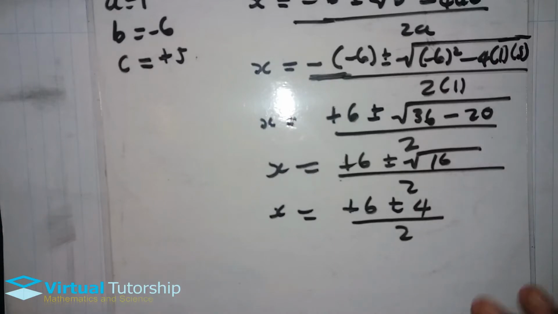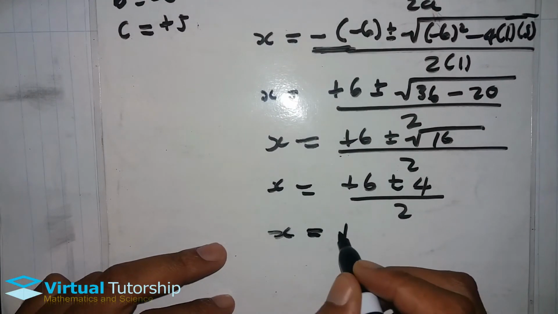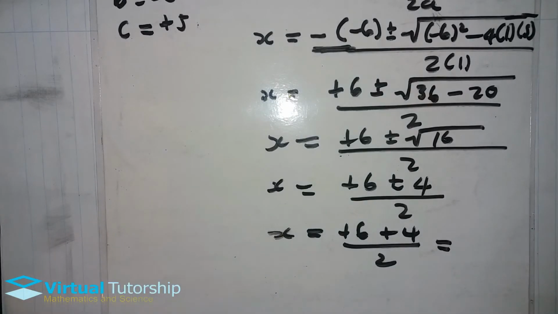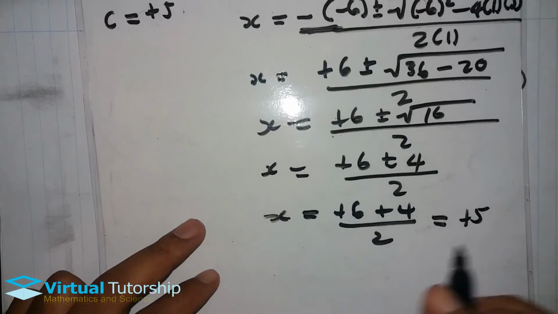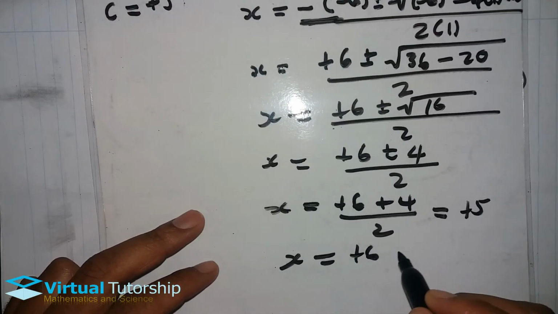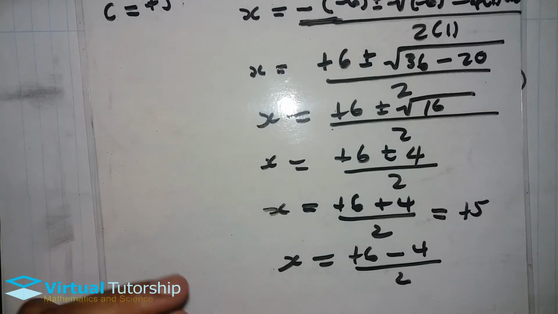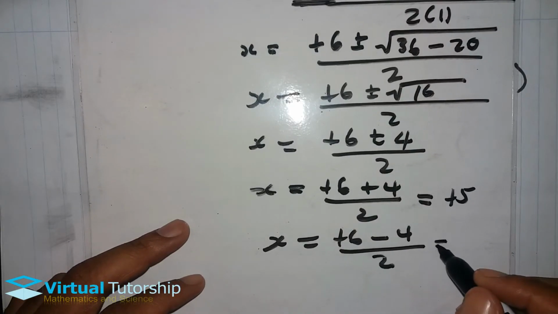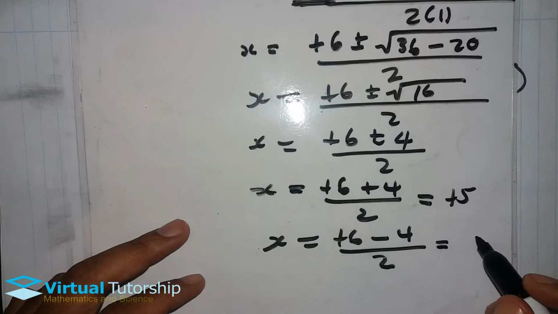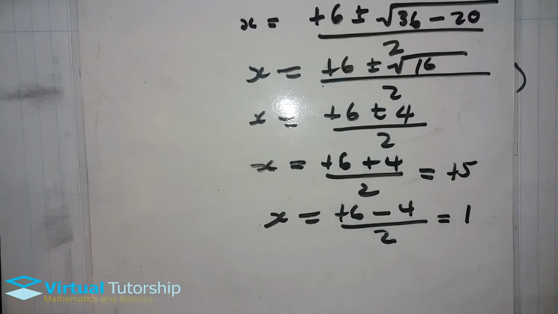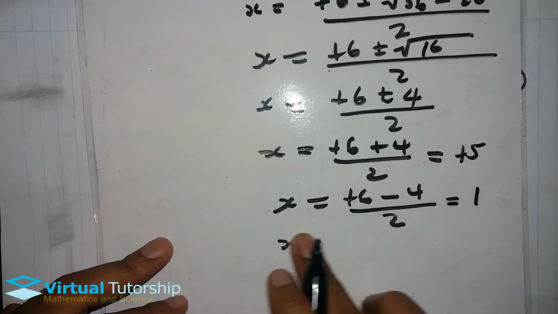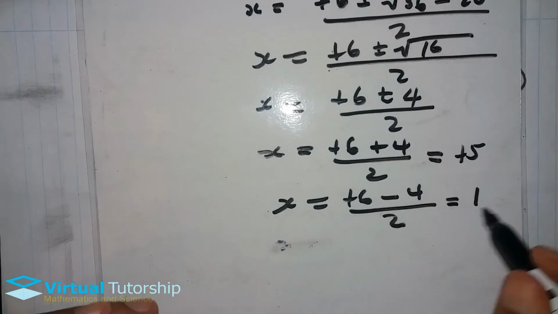So we have 2 solutions: one is 6 plus 4 over 2. The answer: you add 6 plus 4, it's 10 over 2, it's 5. x is equal to 6 minus 4 over 2. 6 minus 4 is equal to 2, divided by 2, it's 1. So therefore x is equal to 5, x is equal to 1.